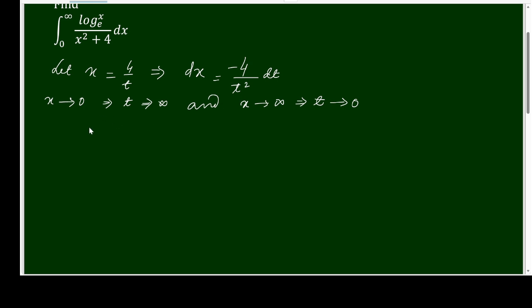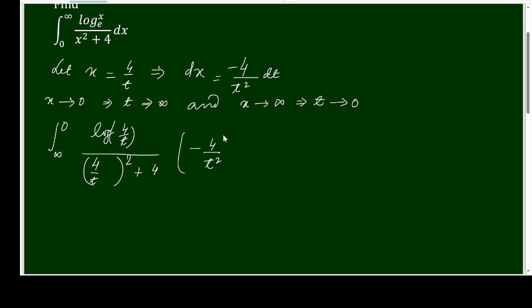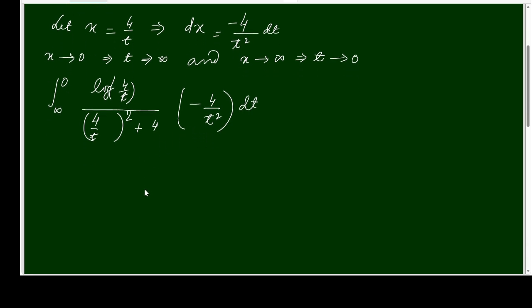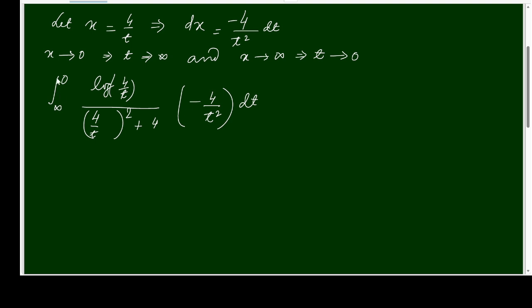So the whole thing will be infinity to 0 log 4 over t with base e. Of course, it will be 4 over t square plus 4 and negative 4 over t square dt, and we will simplify now. So again, taking this negativity, I can change the limit, because we know that a to b f of x dx is same as negative b to a f of x dx.